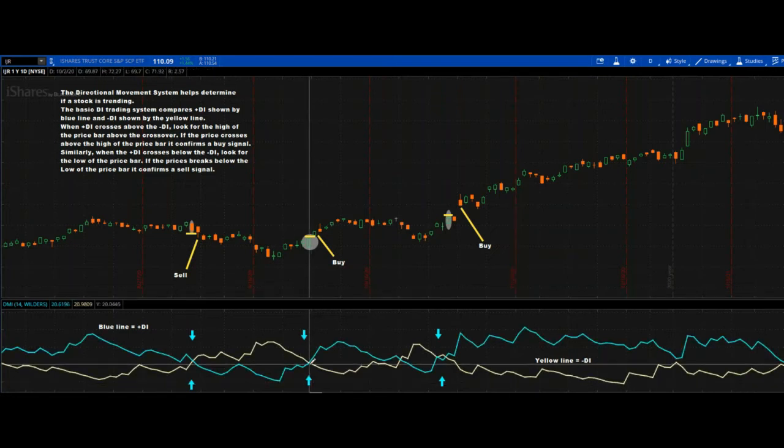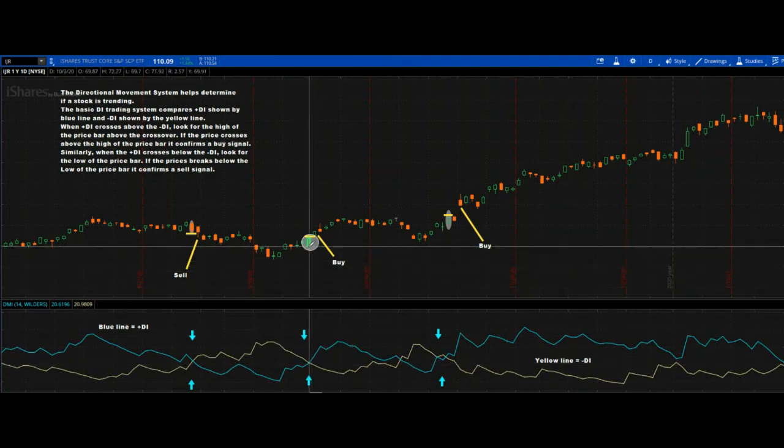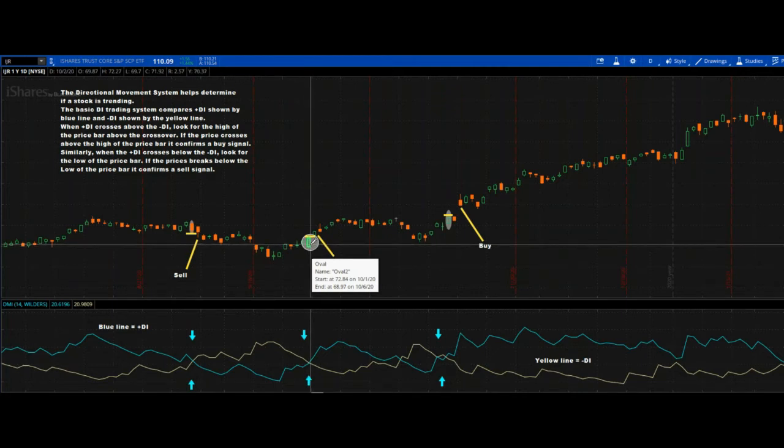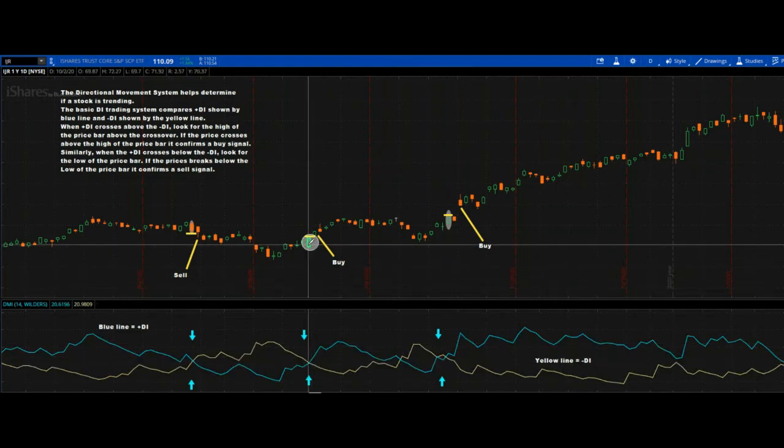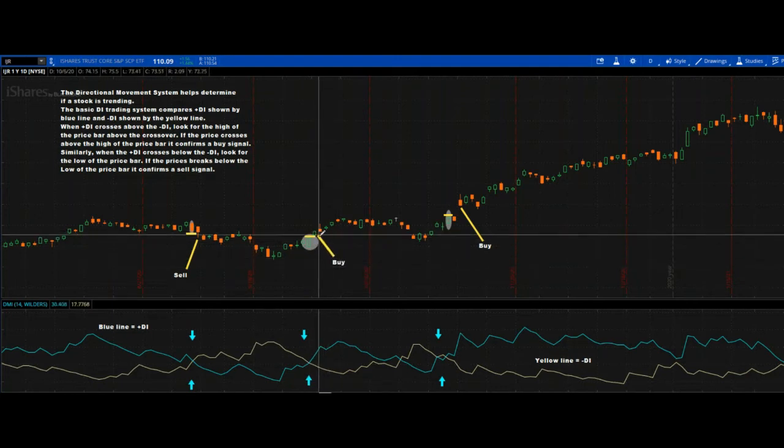Right here, it is crossing above the negative DI. You need to look at the immediate candle above it. If the price crosses above the high of the price bar, it confirms a buy signal. So what is it saying? You look for this crossover and look immediately above at this candle, and if the prices cross above the high of this candle, this is a buy signal right here.